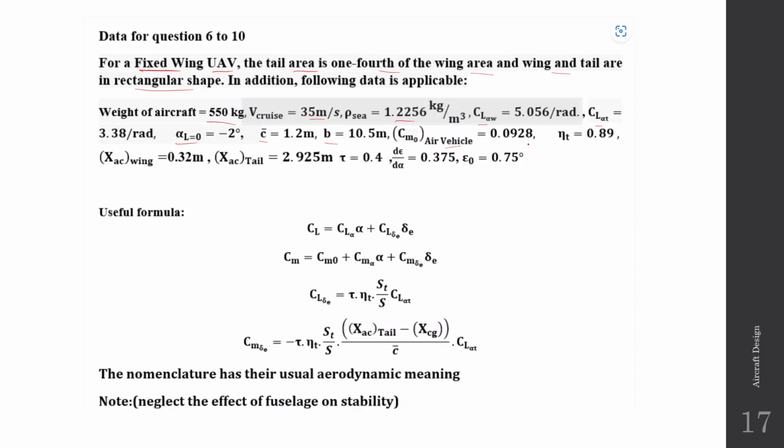Cm naught of the aircraft is given, and your eta tail is given, and x bar AC is 0.32 meters and x bar tail is 2.925 meters, and tau is 0.4, d epsilon naught by d alpha is 0.375 and epsilon naught is 0.75 degrees. So this is the data. Now we will see the questions.